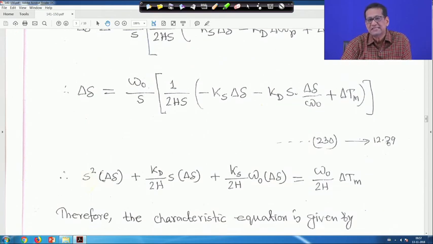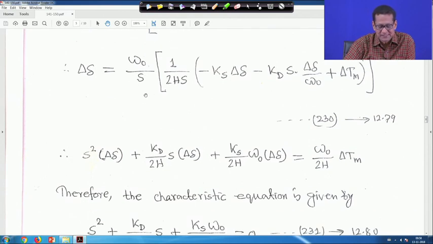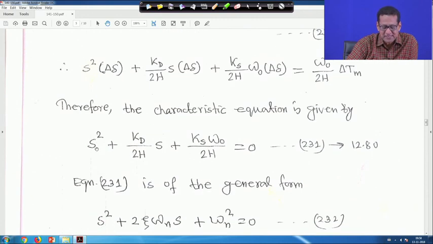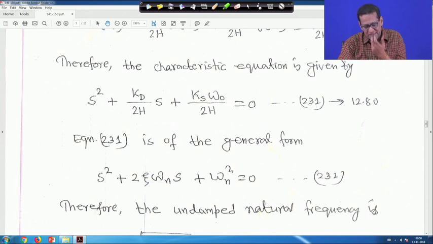Whatever is written on the right hand side is for my own reference. Now if you simplify this by cross multiplication, it will come like this: s square delta delta plus K d upon 2 H s into delta delta plus K s upon 2 H omega 0 delta delta is equal to omega 0 upon 2 H delta T m. This is a simple quadratic and characteristic equation, which you have studied in your third year control system engineering. Therefore the characteristic equation is given by the second order system s square plus K d upon 2 H into s plus K s omega 0 upon 2 H is equal to 0. This is equation 231.